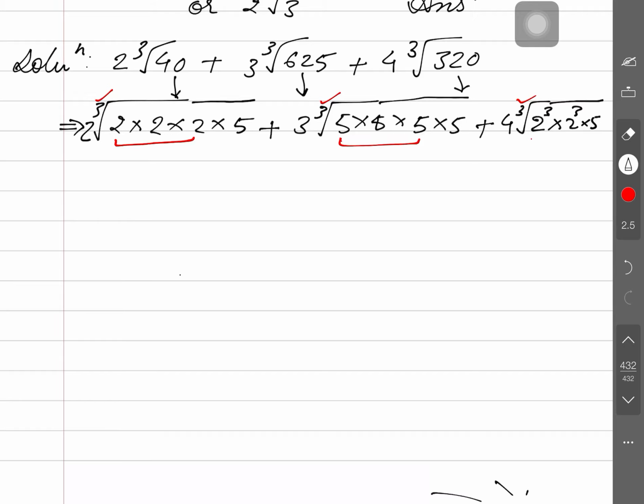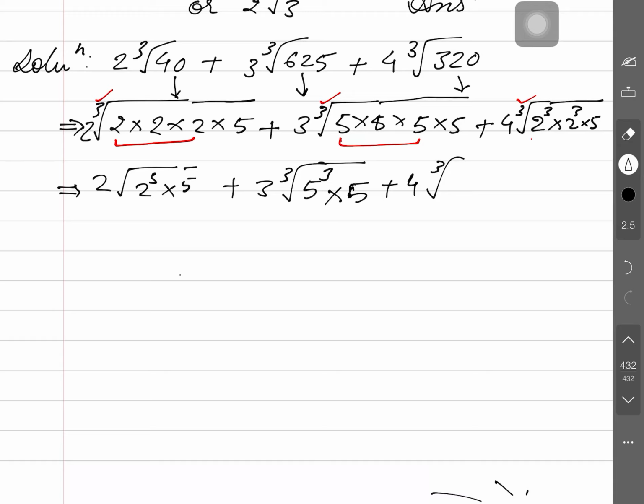What next is to be done here? Carry on with this next. 2 under root. How many times? 2, 3 times is there, and 5 plus again 3. Okay, indices 3 and 5. How many times is there? 3 times, and 1 left here. Plus again 4, indices 3, and 2 to the power 3 is already written here. Due to the increasing step I am not writing it.